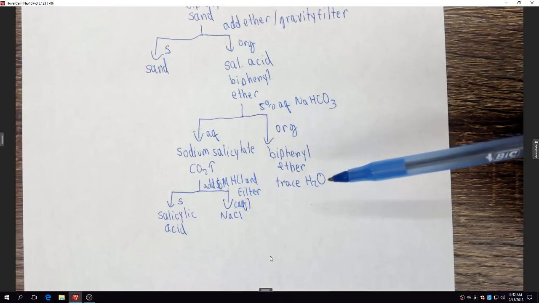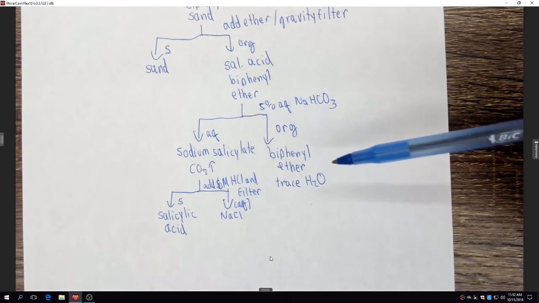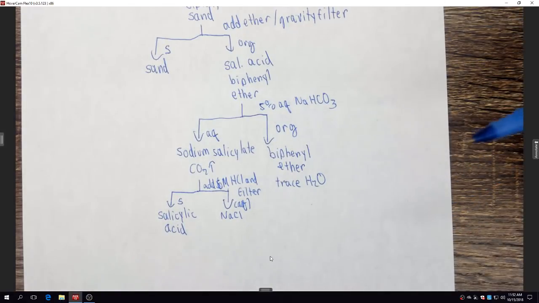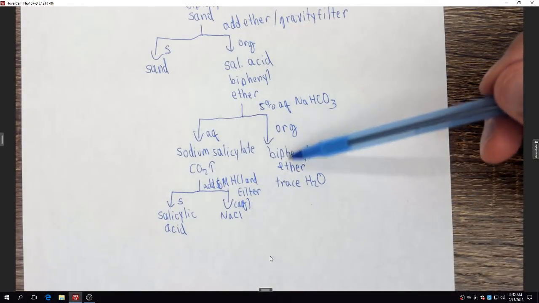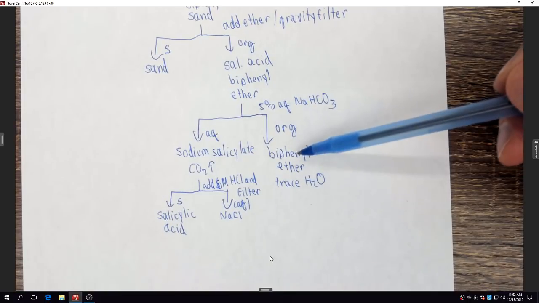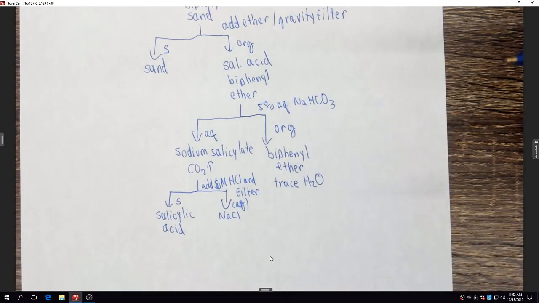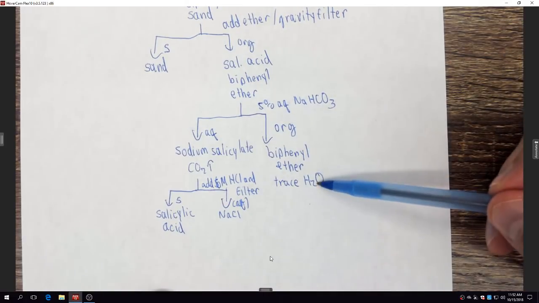If you had salt dissolved in water, and you wanted to get rid of the water and keep the salt, what would you do? Evaporate the water. It's the exact same thing here. If you have biphenyl dissolved in ether and you want just the biphenyl, you get rid of the ether by evaporation. Okay? But before you can do that, you have to get rid of the water.